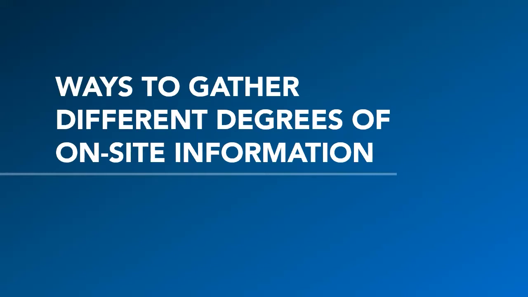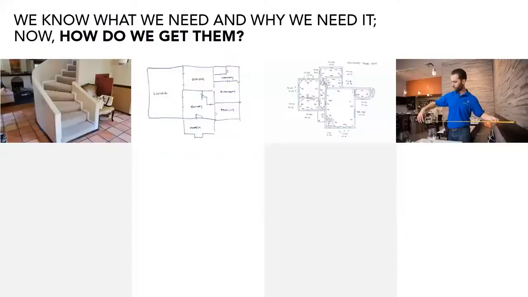So, ways to gather different degrees of on-site information. Before we get into specifics regarding plan types, let's go over some of the ways to gather some of that on-site information, starting with a very simple, quick method, and then ending with full-blown as-built plans. So now we know what we need and why we need it. And now let's talk about how we actually get it.